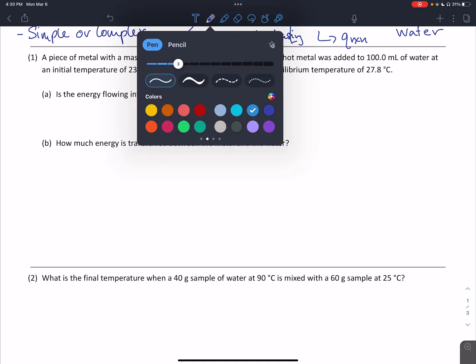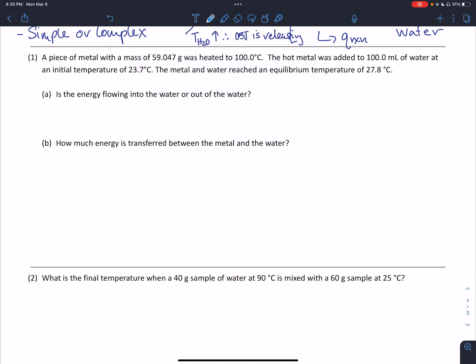Let's look at this first problem. A piece of metal with a mass of 59.047 grams was heated to 100 degrees Celsius. The hot metal was added to 100 mL of water at an initial temperature of 23.7 degrees Celsius. The metal and water reached an equilibrium temperature of 27.8 degrees Celsius.